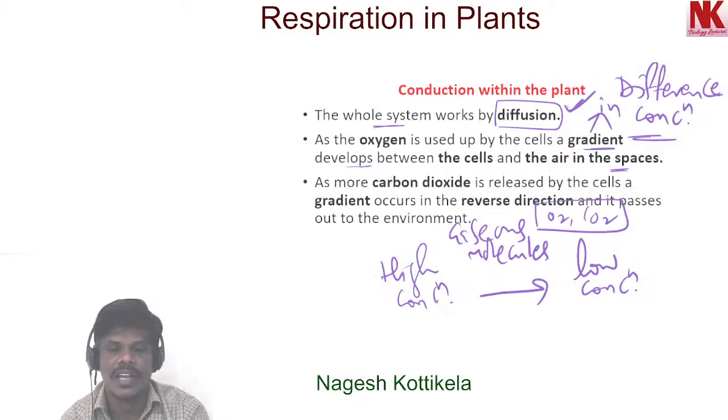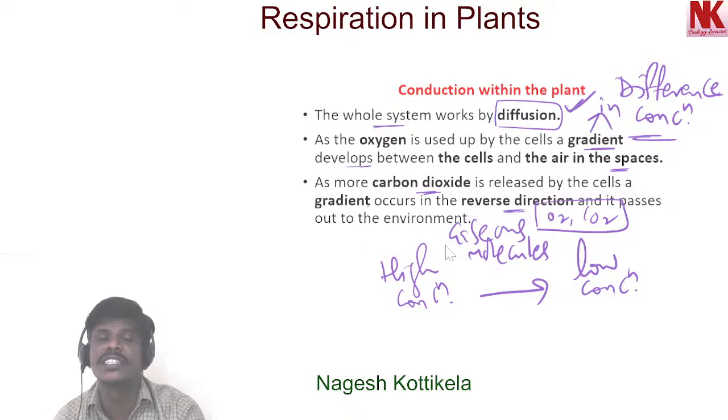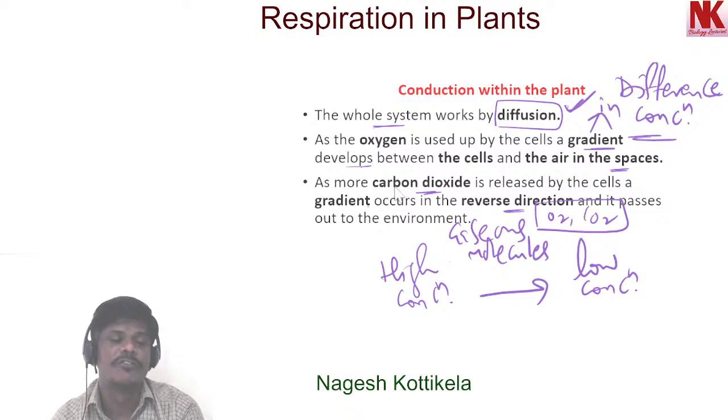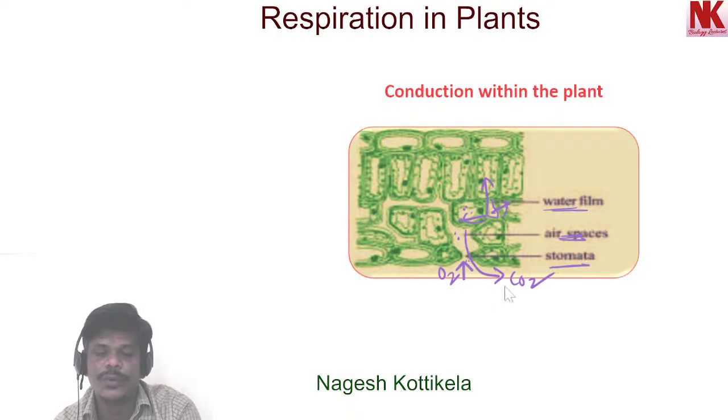Now after this, as more carbon dioxide is released by the cells, a gradient occurs in the reverse direction. Now there is a higher concentration of carbon dioxide inside the cells and a lower concentration outside the cell in the air space. So a gradient is developed in the reverse direction. Carbon dioxide diffuses out of the cell into the air space. From there it will diffuse out into the atmosphere through the stomatal pores.